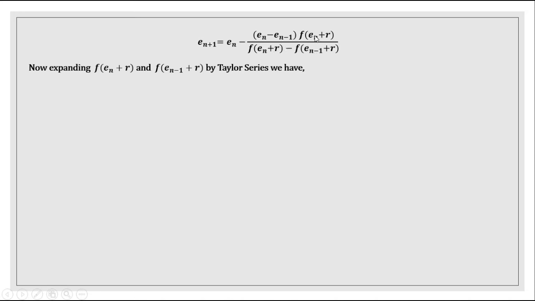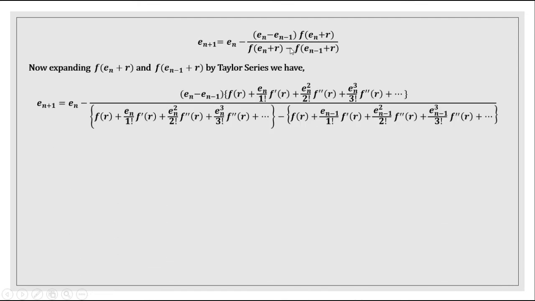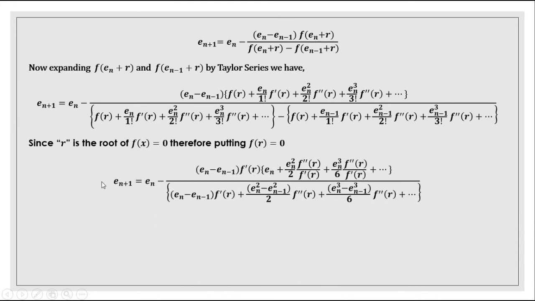Now we can expand these three terms, f of en plus r, f of en plus r, and f of en minus 1 plus r, by using Taylor series. And after expanding it, we will get these expansions. Now as r is the exact root of the function, by substituting f of r is equal to 0, we will get that. And after substituting f of r is equal to 0, we can take f prime of r common.